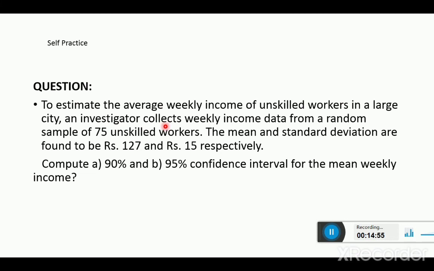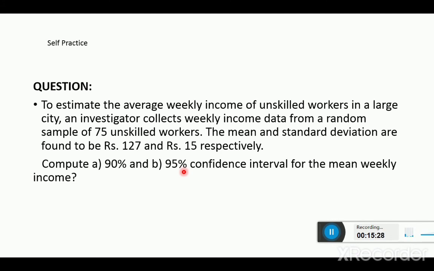An investigator collects weekly income data from a random sample of 75 unskilled workers. The total number of workers is 75, that is the sample n. The mean and standard deviation are found to be 127 and 15. That is x bar and the standard deviation sigma. You have x bar, sigma and n. Find the 95% confidence interval for mu and also the 90% confidence interval. I will explain the method a little. Hope inshallah a bit of the idea will be clear.